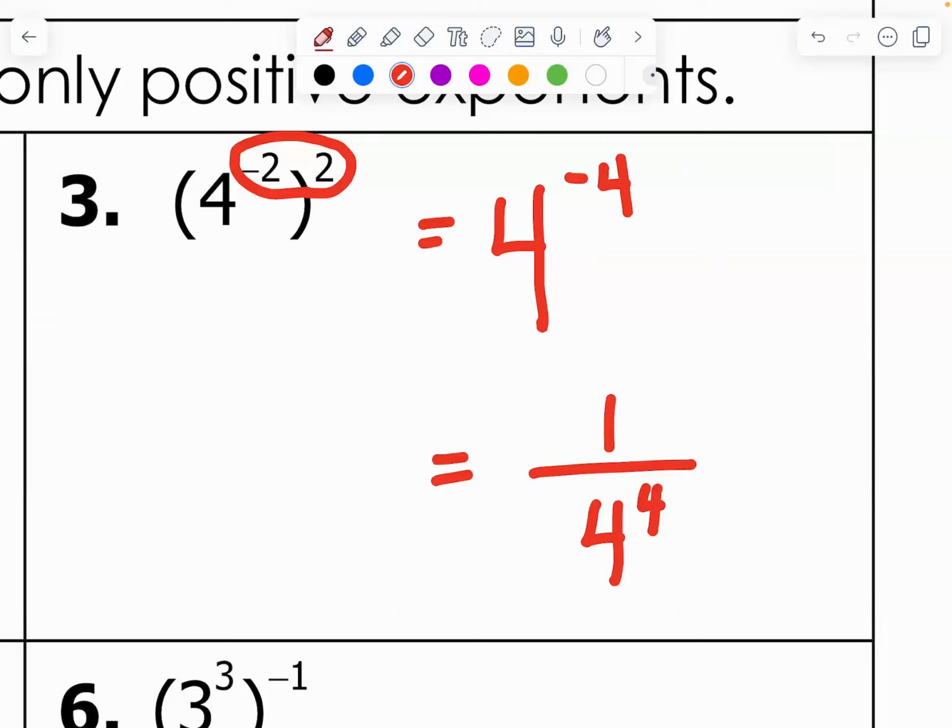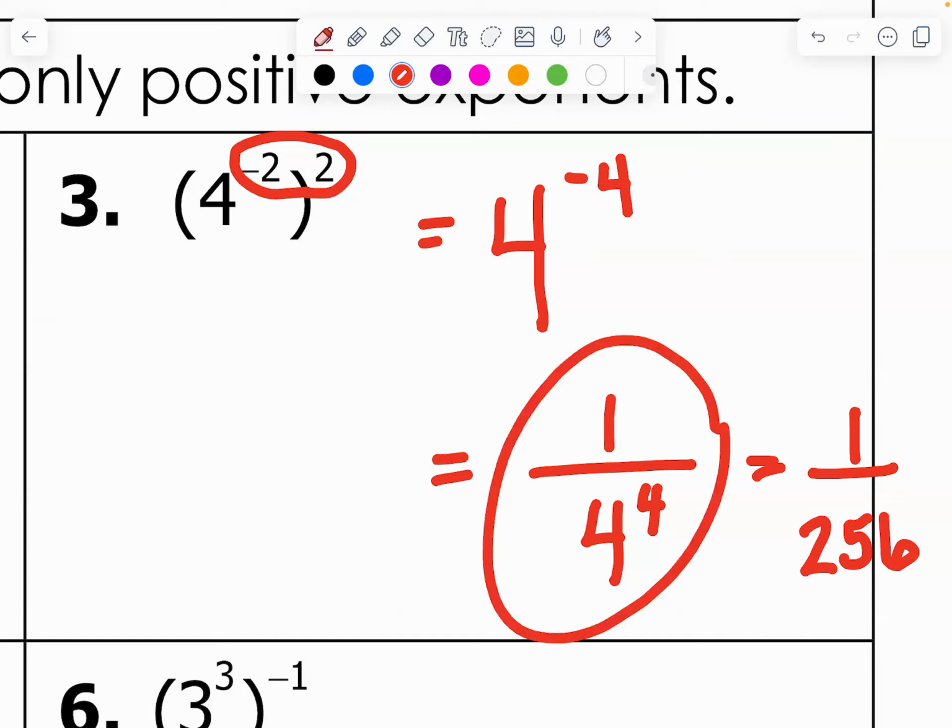Okay, now I am fine with you writing it like this. I'm also fine with you saying 4 to the 4th is anybody? 4 squared is 16. One more. 256. Nice work. Okay, but I'm fine with you leaving it like this, like I really do.